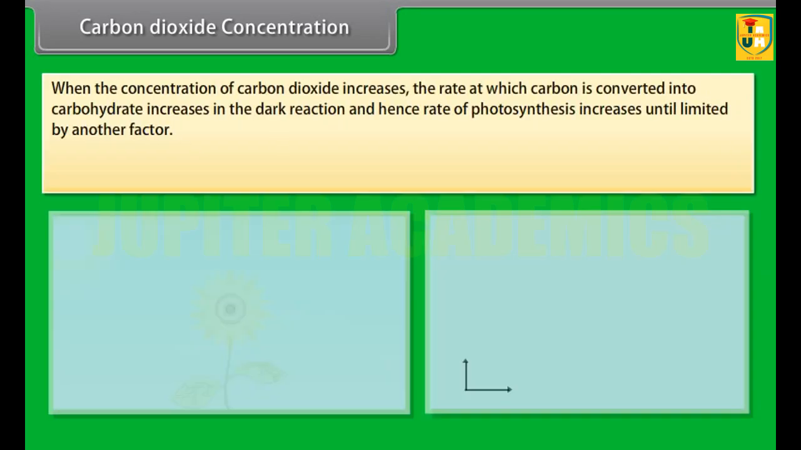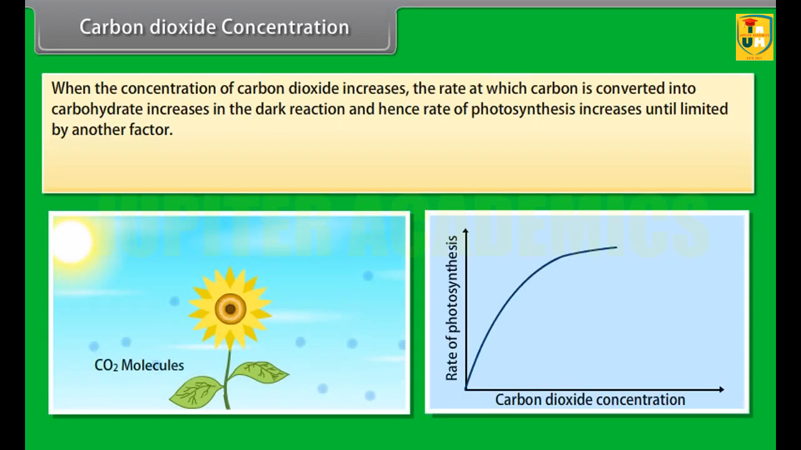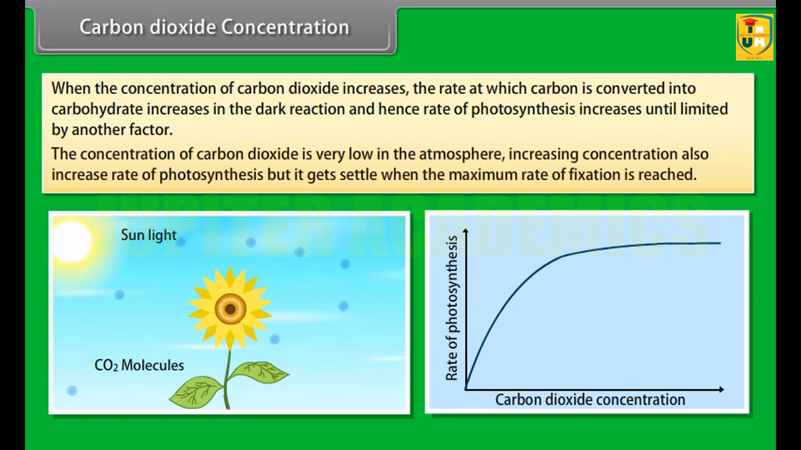Carbon dioxide concentration. When the concentration of carbon dioxide increases, the rate at which carbon is converted into carbohydrate increases in the dark reaction, and hence the rate of photosynthesis increases until limited by another factor. The concentration of carbon dioxide is very low in the atmosphere. Increasing concentration also increases the rate of photosynthesis, but it levels off when the maximum rate of fixation is reached.